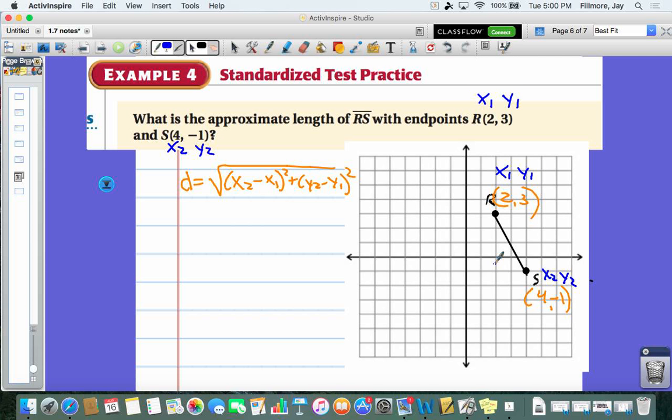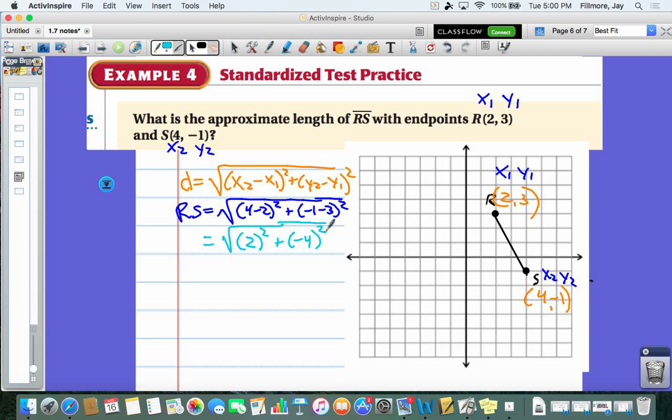So now that I've labeled everything, I'm just going to plug it into my distance formula. So I'm finding the length of RS. So my x coordinates, x2 and x1, are 4 and 2. So 4 minus 2. And then here I'm going to do y2 minus y1, -1 minus 3. And then from here it's just order of operations. We start with whatever's inside parentheses. So 4 minus 2 is 2. -1 minus 3 is -4.